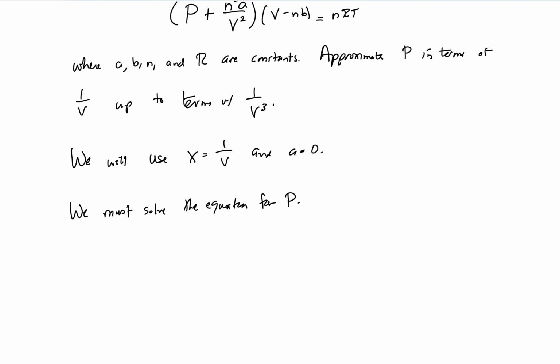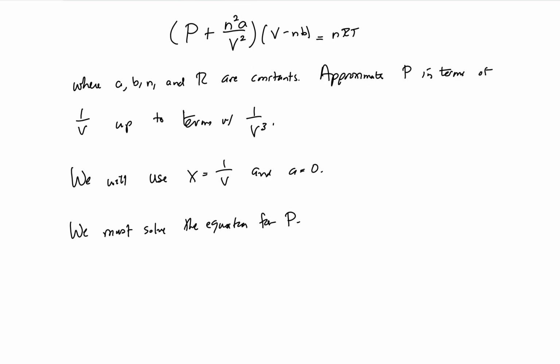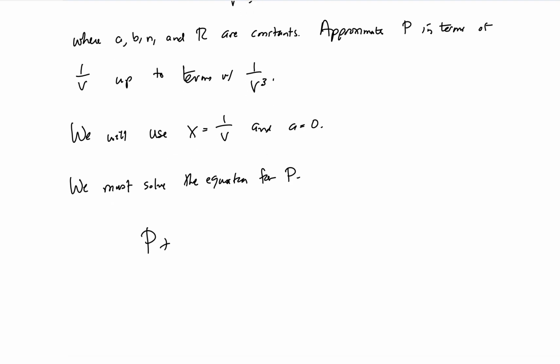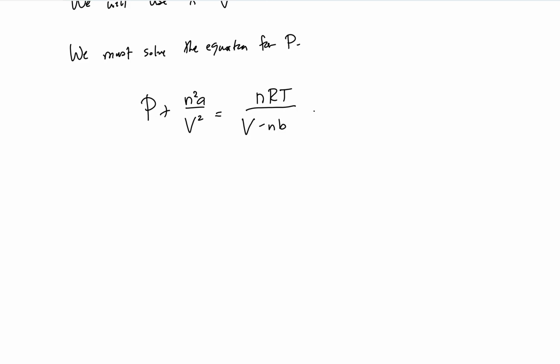Right, so if we're going to take a Taylor polynomial of something, we need to have a formula for it. So first step, if we divide by V minus nb, I have P plus n squared a over V squared is equal to nRT over V minus nb. And then I can just subtract, so I have P of V now is nRT over V minus nb minus n squared a over V squared.